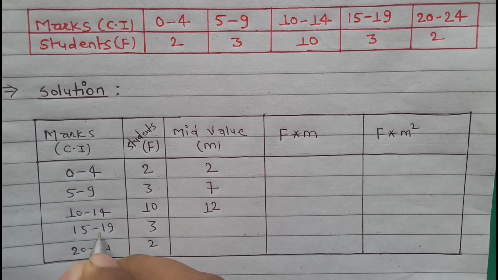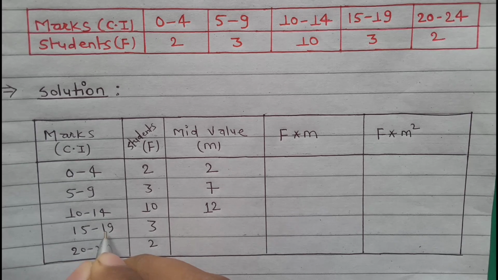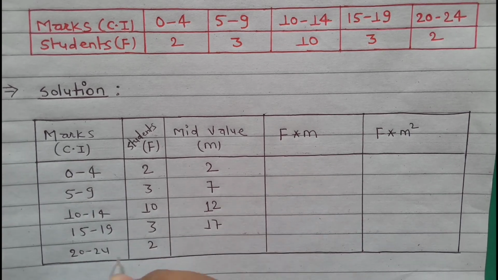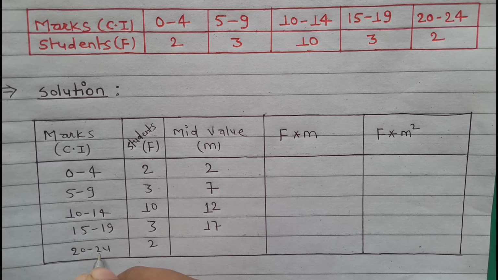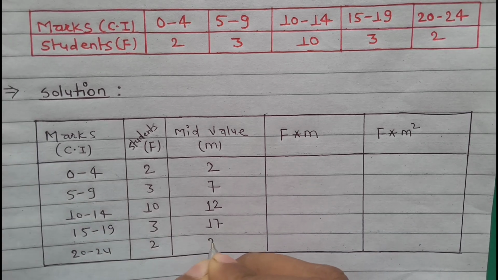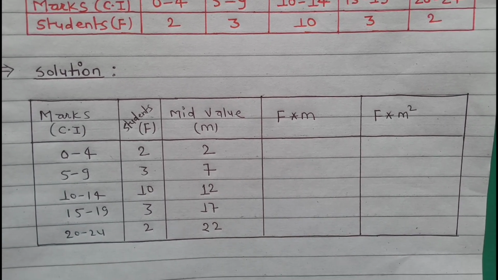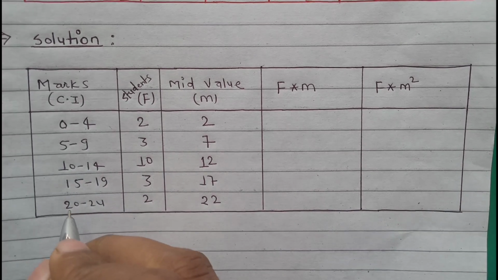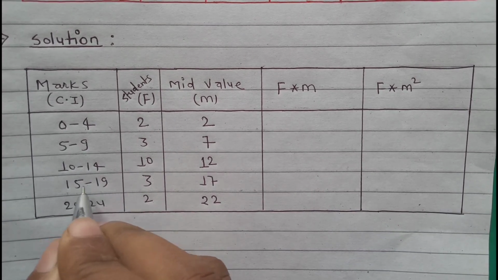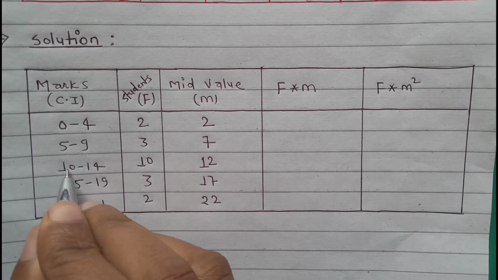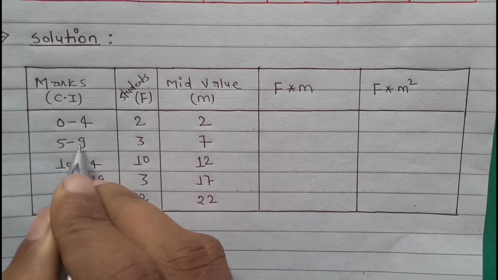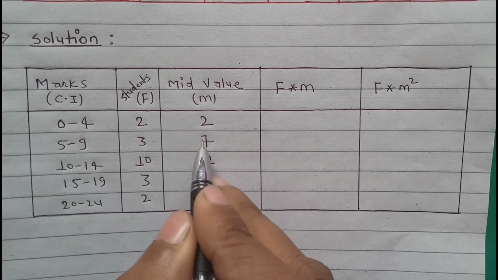Now 15 add 19, that is 34, divided by 2 is 17. 20 add 24, that is 44, divided by 2 is 22. We have to calculate the mean value this way. We have to add this and this, divide by 2, add this and this, divide by 2, add this and this, divide by 2, we get 12. Add this and this, divide by 2, we get 7.